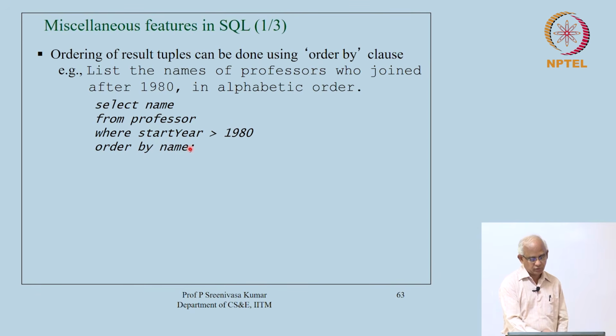The default is ascending, and you can control whether it should be descending by giving a keyword called descending. If you do not give anything, it is ascending, so it will be arranged in alphabetically increasing order. So, the order by clause is available, so please pick up the information about it. You can also order by multiple attributes, in which case lexicographic ordering will be used.